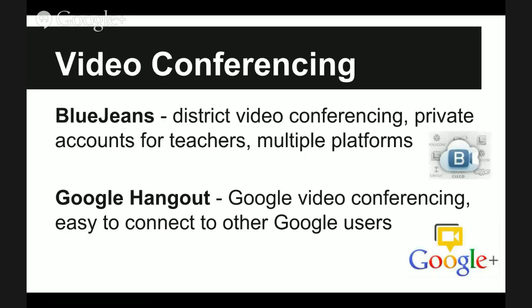Video conferencing. We use really two big video conferencing tools, but there's a few more. BlueJeans is a platform that we buy as a district so that we can do some class video conferencing. We do our Chinese broadcast using BlueJeans, and we also are using BlueJeans in some classrooms where they're making a long-term connection to other districts. So we're doing some of that at the middle school level as well.